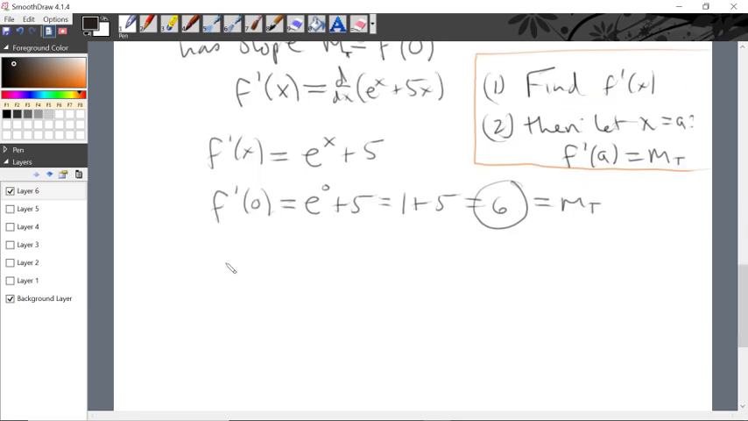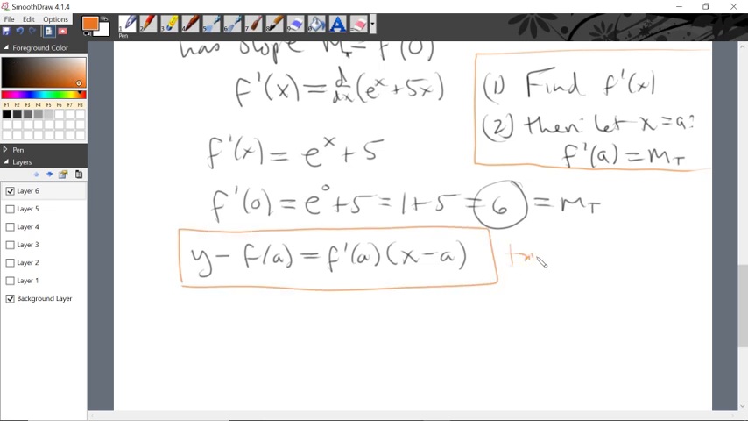Now the equation of a tangent line is y minus f of a equals f prime of a times x minus a. That's a tangent line equation as we have seen previously. It's the point-slope form of the equation of a line, y minus y1 equals m times x minus x1, where the point that we have is a, f of a. That's the point on the curve, and f prime of a is the slope.